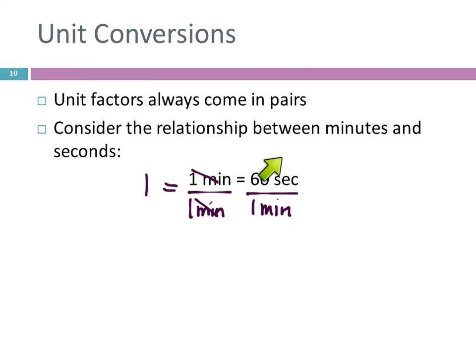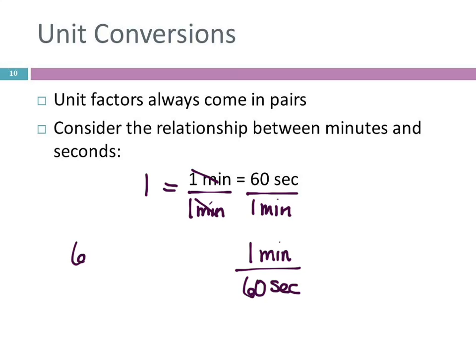Well, if we have this one, we can also have the upside down of that, or the reciprocal as the math people call it. 1 minute over 60 seconds. So there's our 2 unit factors from the 1 unit equation. You take the unit equation, you put one side on the top, you put the other side on the bottom. And then you flip it over, and you've got 2 unit factors.